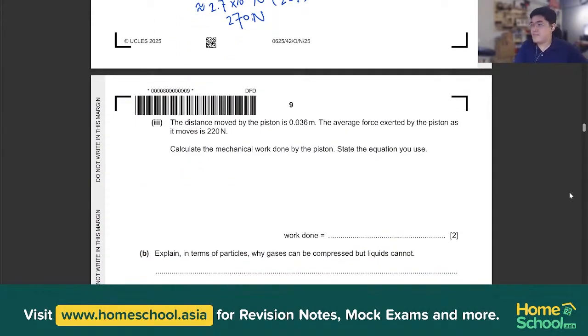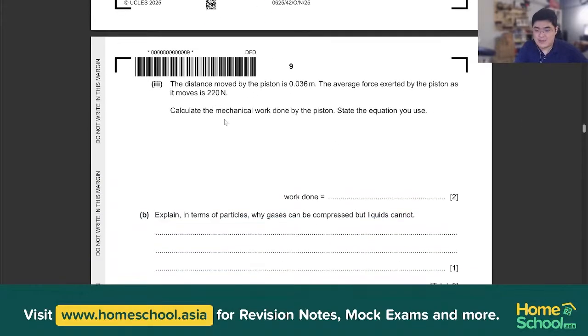Okay, now let's move on to part 3. It is stated that the distance moved by the piston is 0.036 meters, and the average force exerted by the piston as it moves is 220 newtons. So let's go to here. The distance moved, as we seen just now, the piston, this is the original, and then this is the new one. It moves a total distance of 0.036 meters. It moves this way.